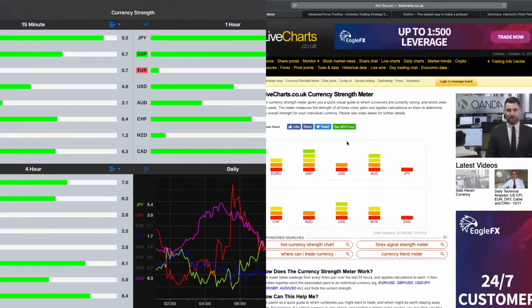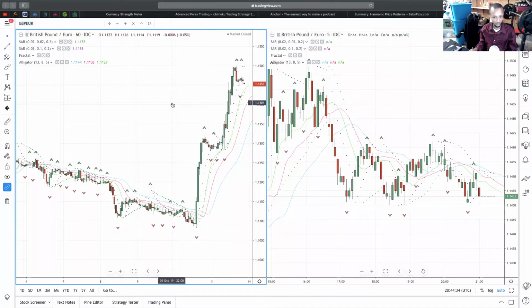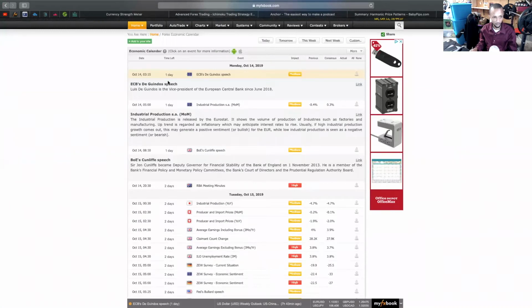So I'm not just looking at one overall view. You do want to break down the strength of each currency into particular time frames, just like you would on the chart when you're doing your technical analysis.